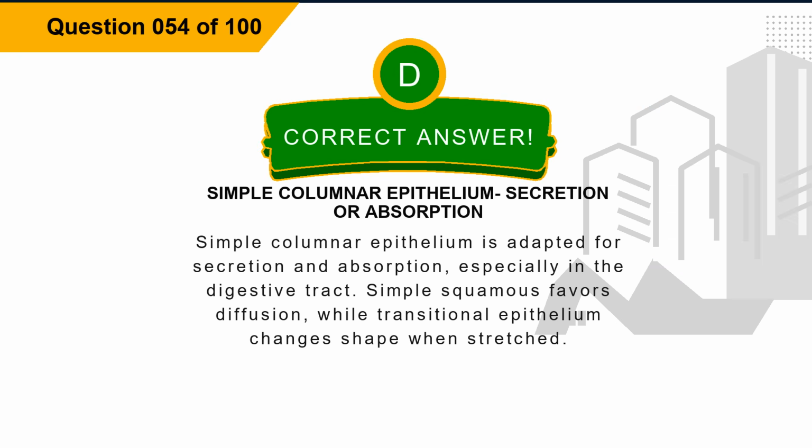The correct answer is option D, simple columnar epithelium secretion or absorption. Explanation: simple columnar epithelium is adapted for secretion and absorption, especially in the digestive tract. Simple squamous favors diffusion, while transitional epithelium changes shape when stretched.